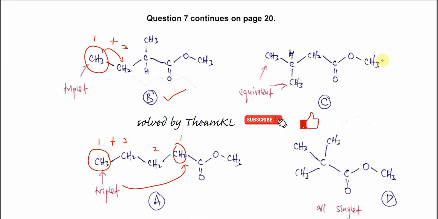This one will form singlet. This one will form, because 1 is coupled with this hydrogen, doublet. And this proton will form multiplet. And this one will form doublet, right? Because these 6 protons will couple with this proton to form doublets. So it means all these protons cannot form triplets.